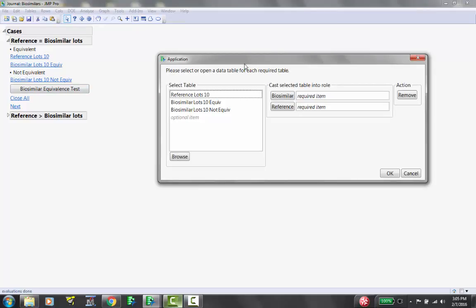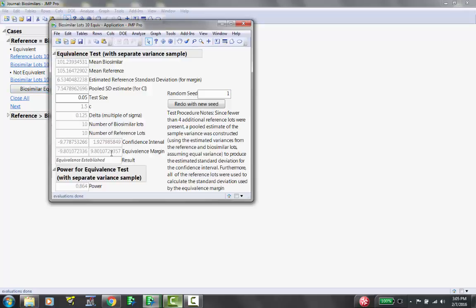If you have 10 reference lots and 10 biosimilar lots with the same number, you'll use all reference lots and all biosimilar lots to develop the 90% confidence interval for the difference in two means. And then you'll use all the reference lots to establish the criteria, or that estimate of the standard deviation. Something like this.